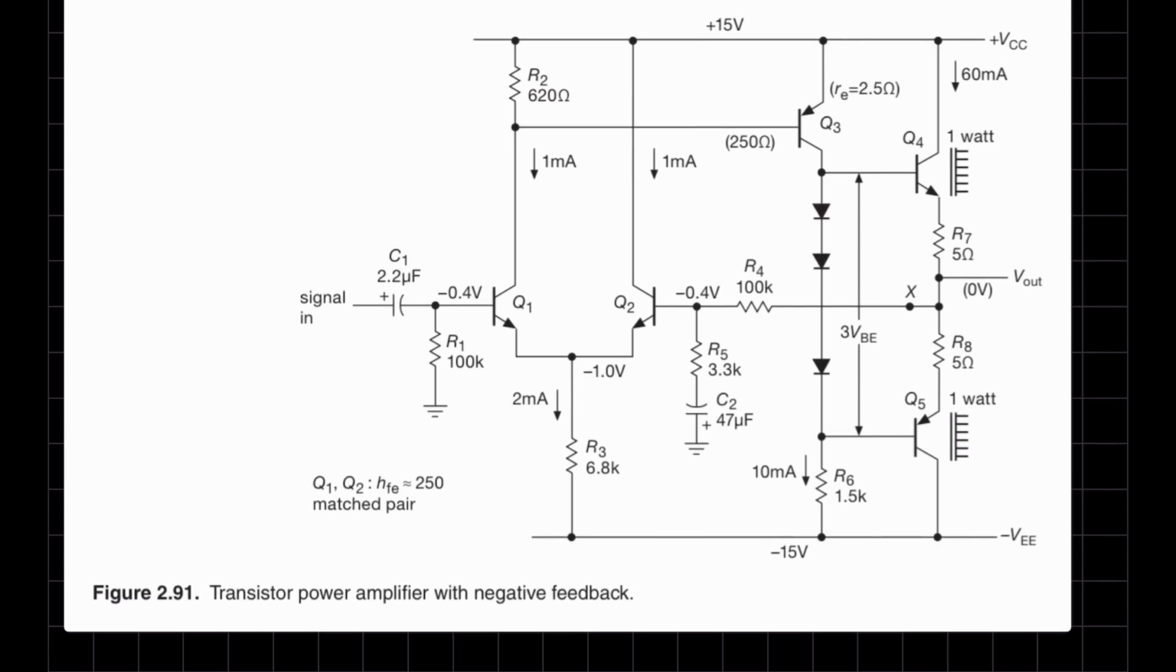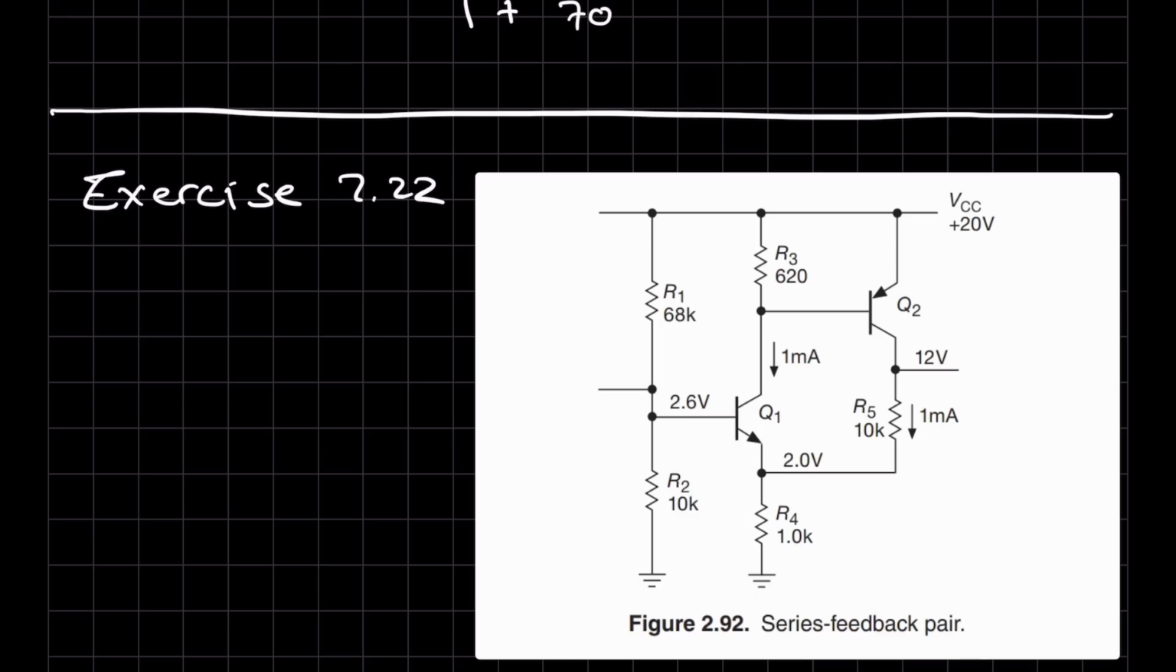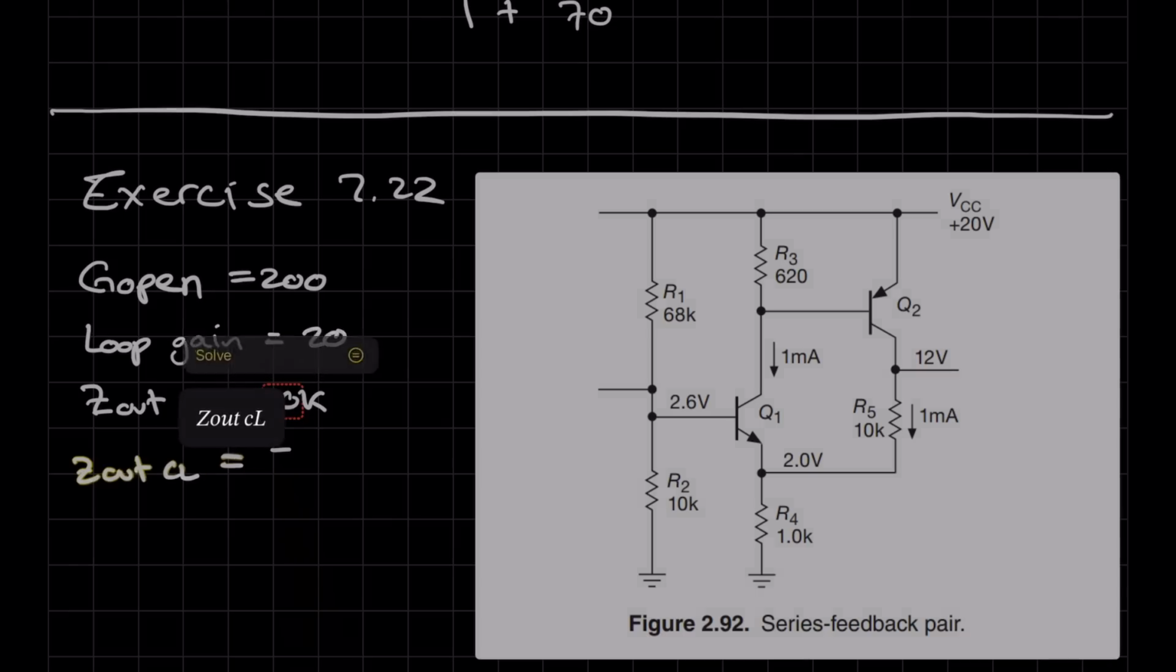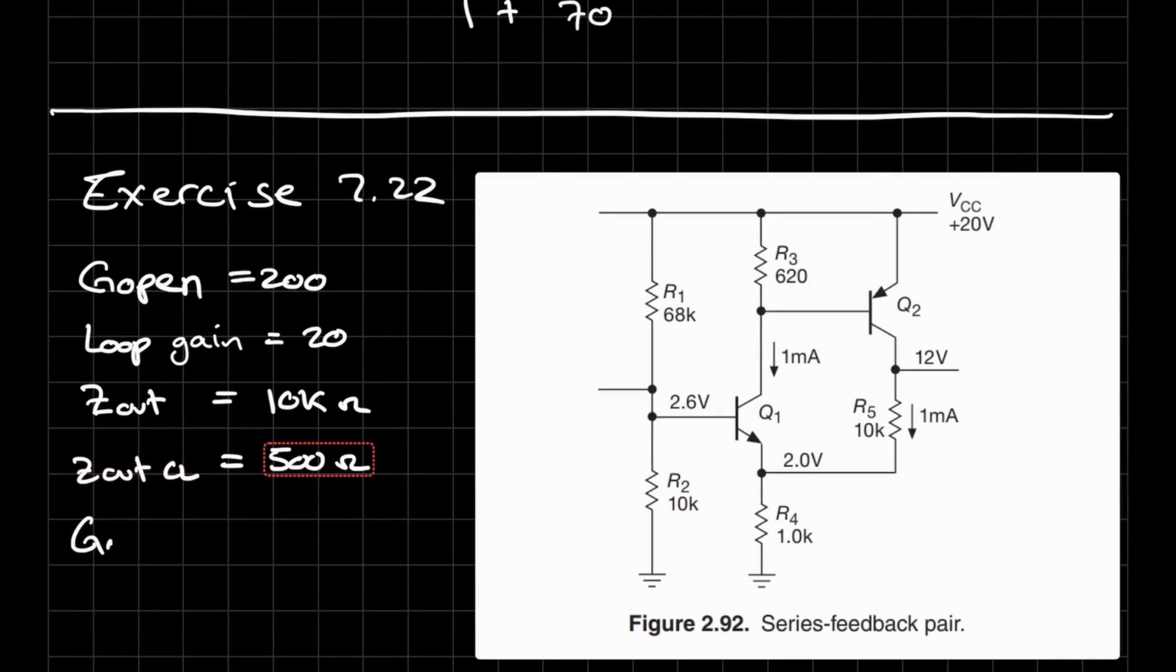We need to do a very similar thing for the circuit that's given in the question. For this exercise, we need to find the open loop gain, Z out, which is the output impedance for open loop, the closed loop output impedance, and the closed loop gain. So G open is given as 200, the loop gain is given as 20, the output impedance is given as 10K, and the closed loop output impedance is given as 500, and the closed loop gain is given as 9.5.